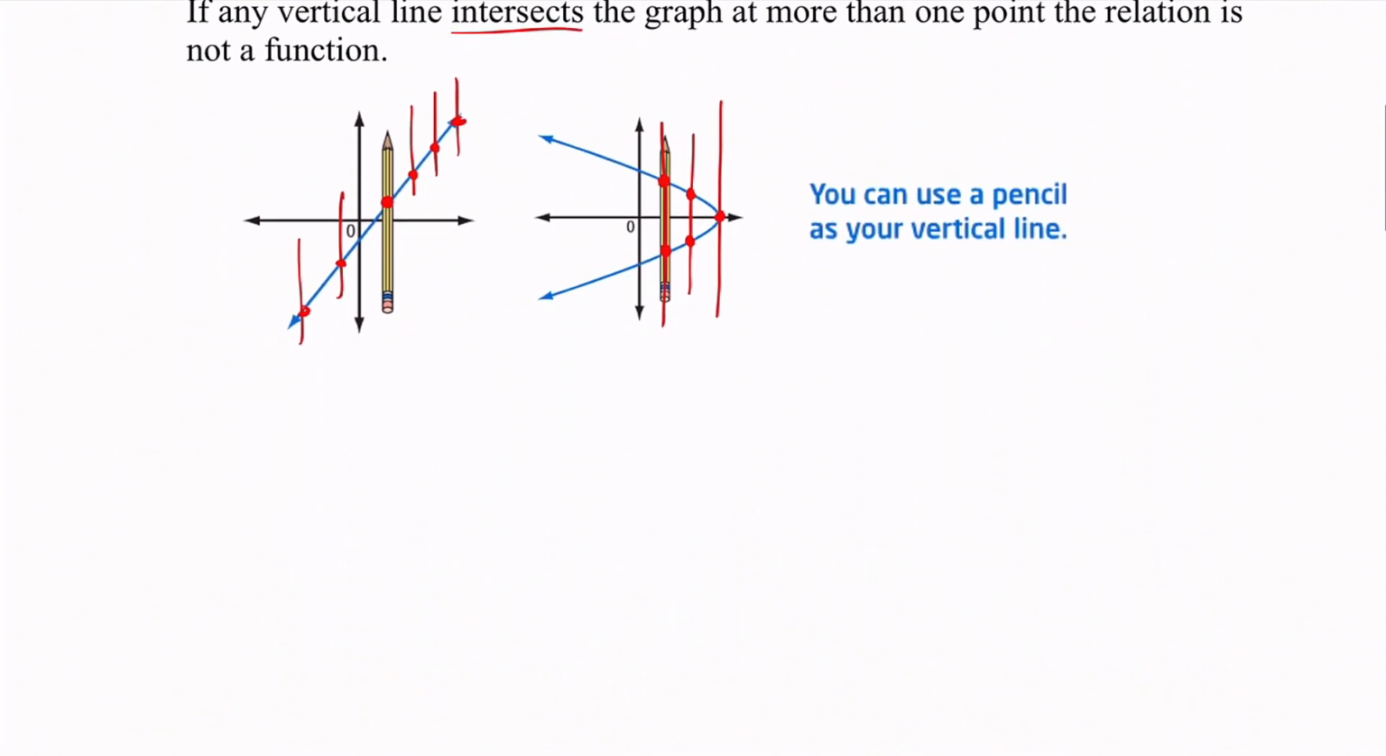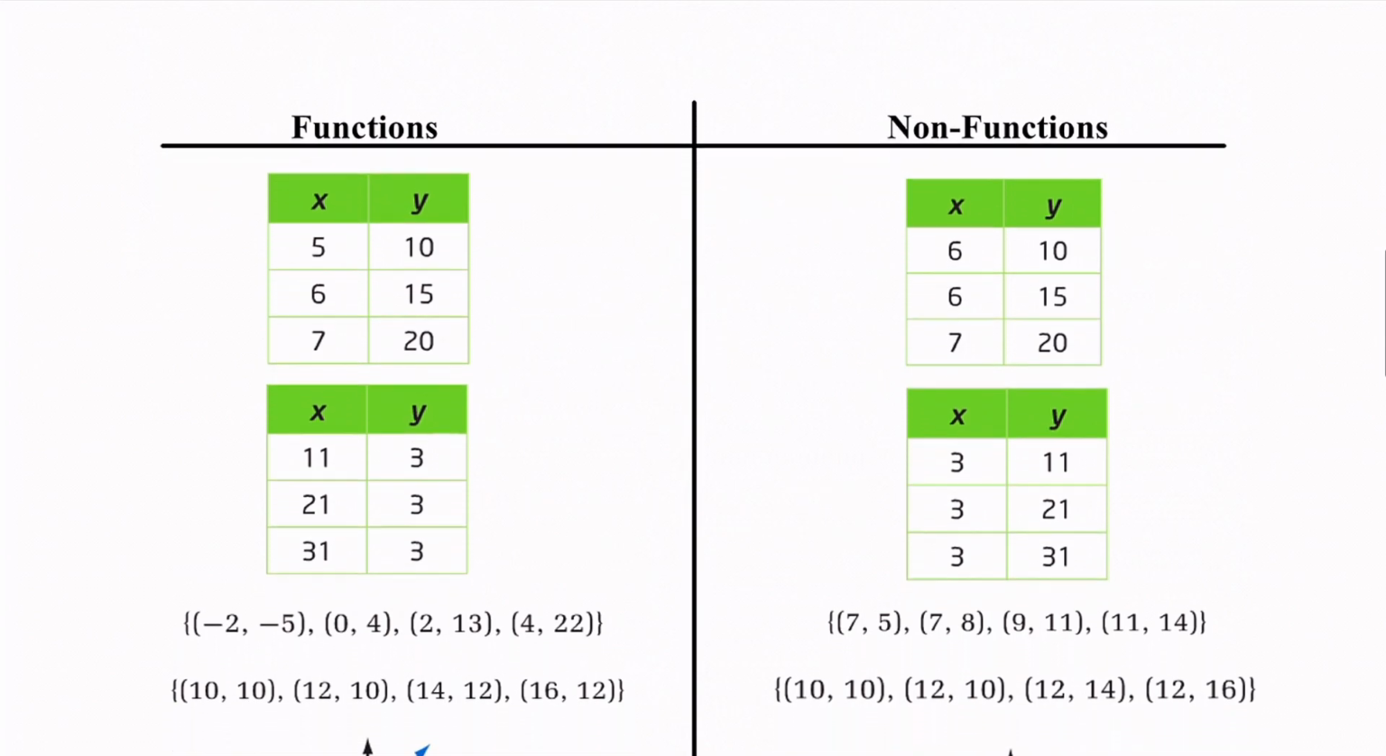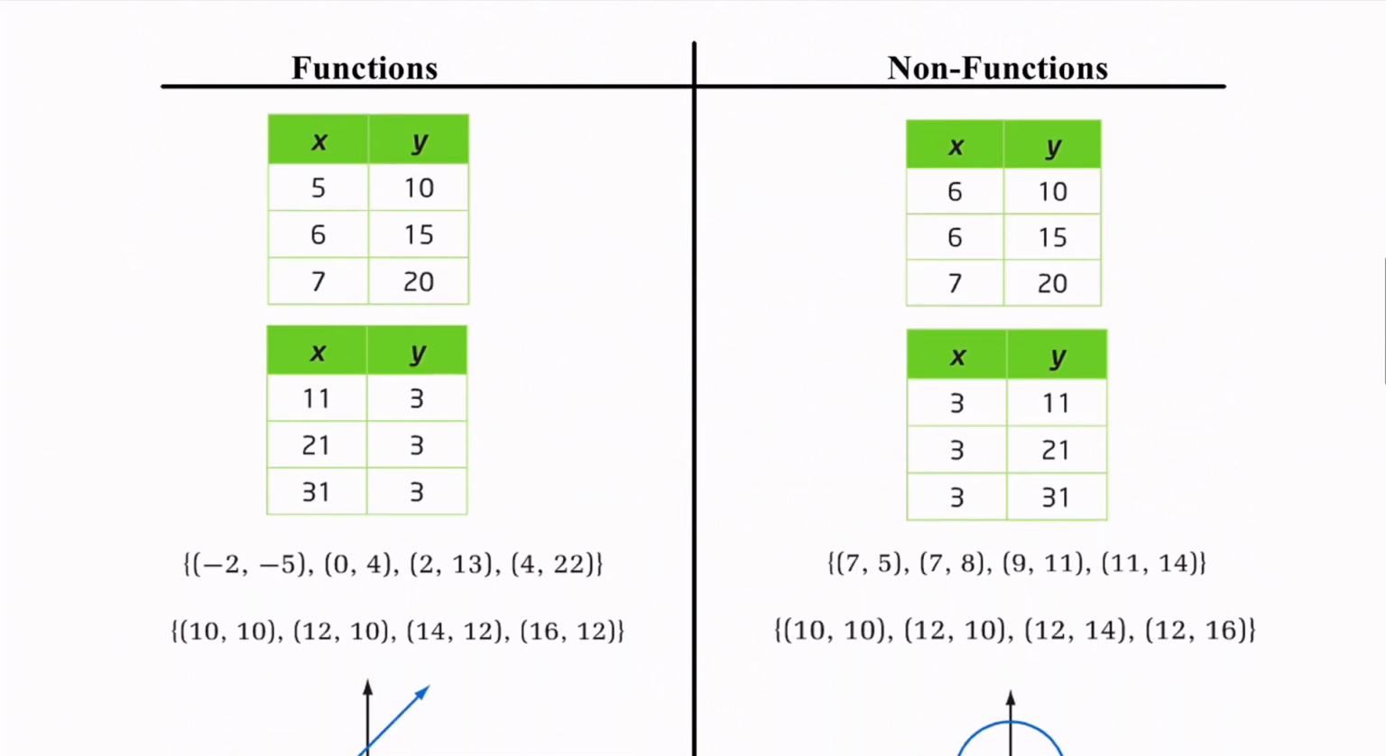Now that we know what a function is and how to test if it is a function on a graph, we're going to look at some examples. On the left side we have functions, and on the right side we have non-functions. We're going to go through each one of these and explain why it is a function and why it is not a function.